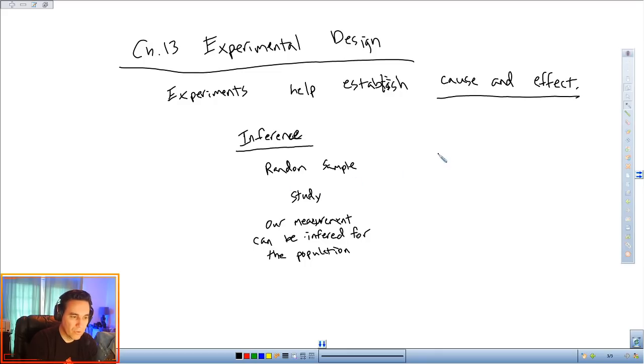If you do random assignment and you have treatments, so an experiment instead of a study, then we can infer cause and effect.